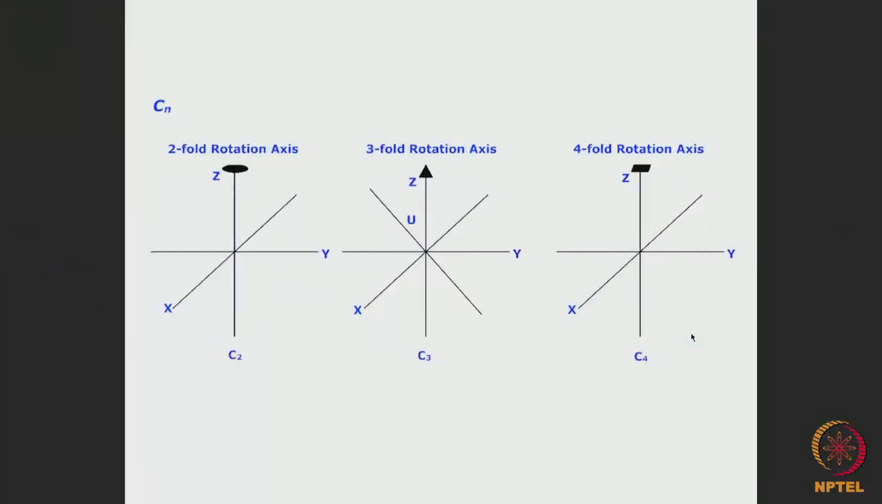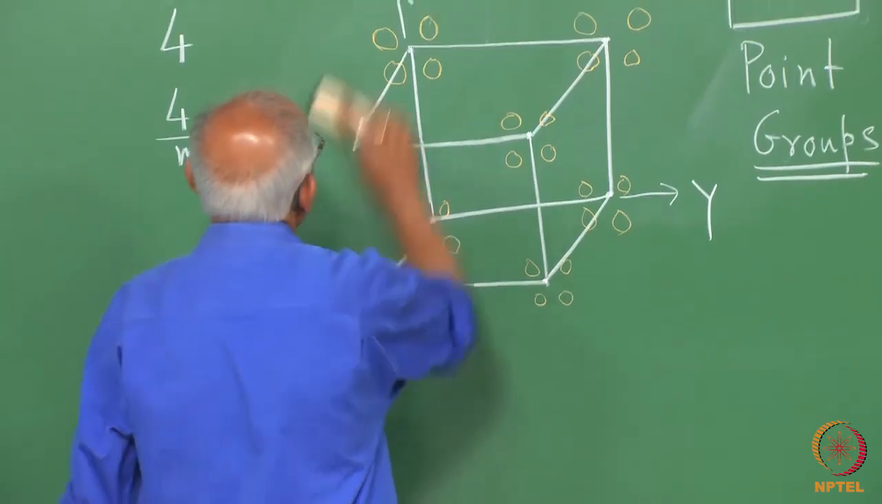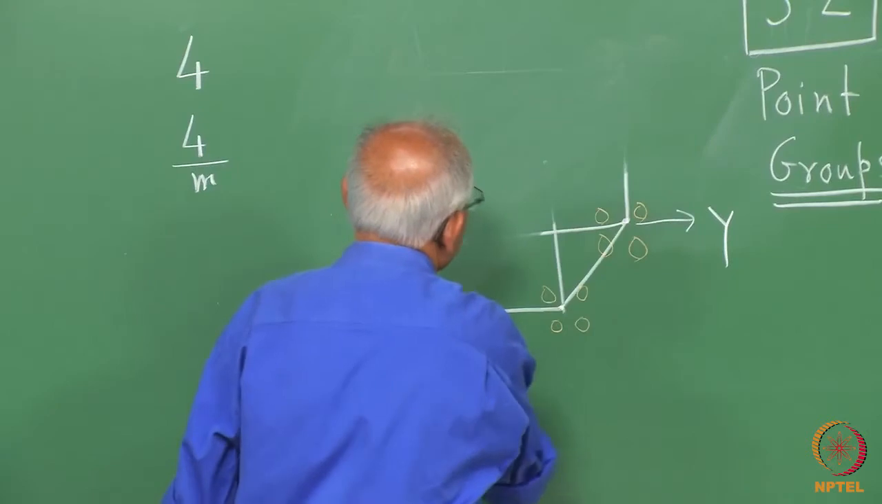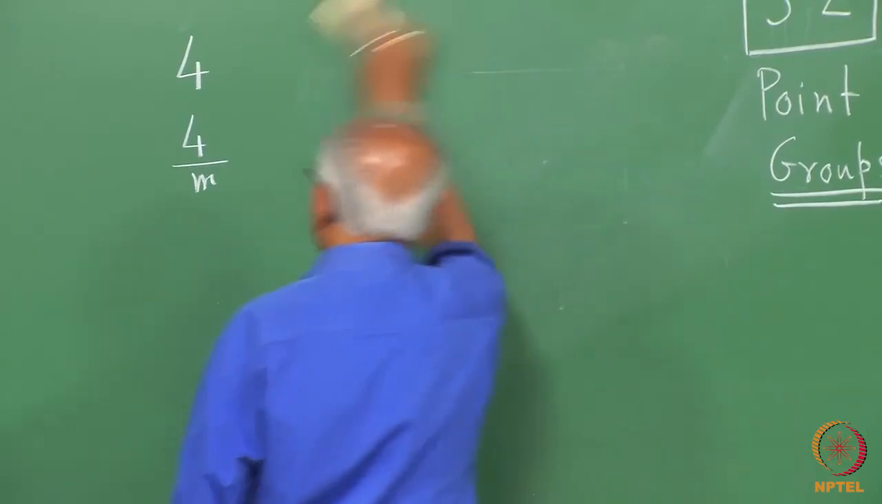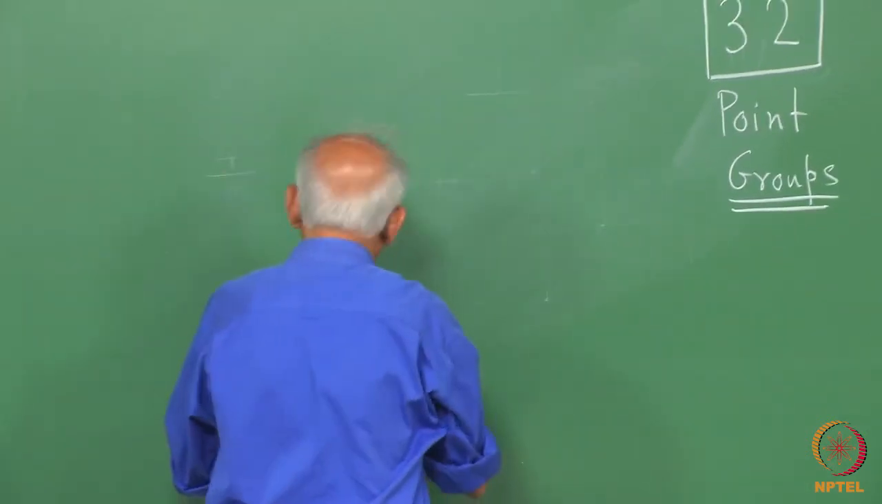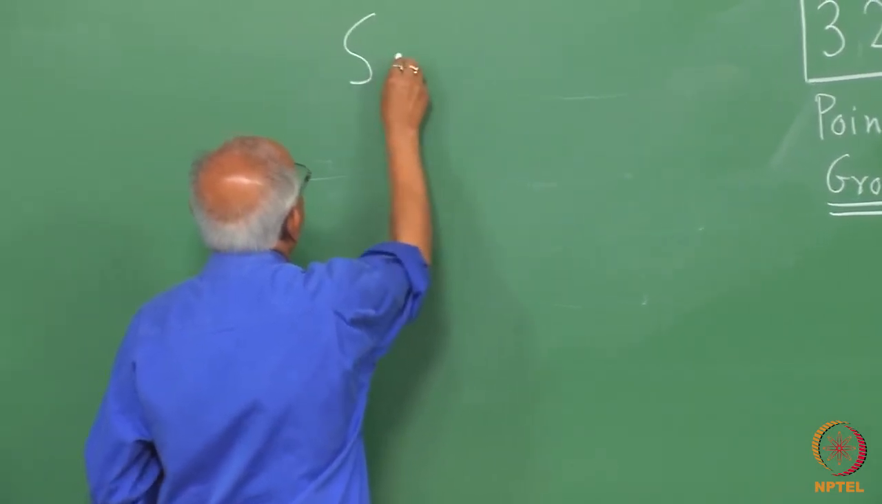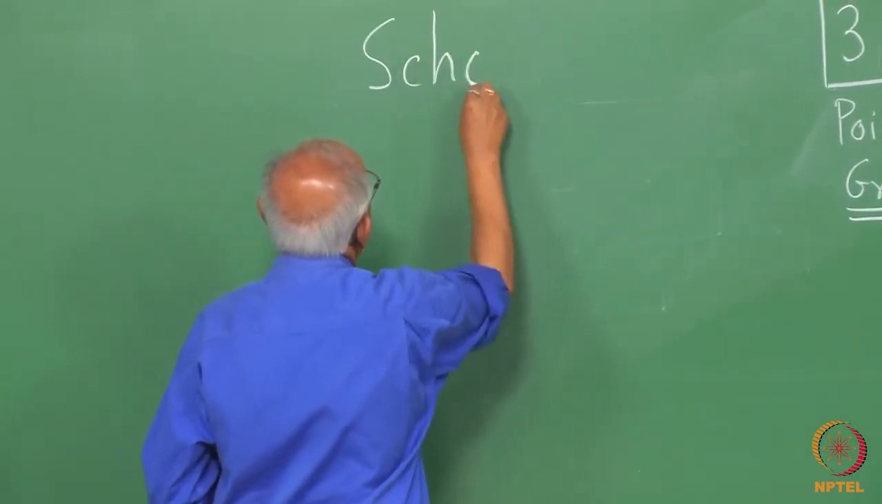Now, so far as naming of the point groups is concerned, there are two different ways. The older system is known as the Schoenflies system.